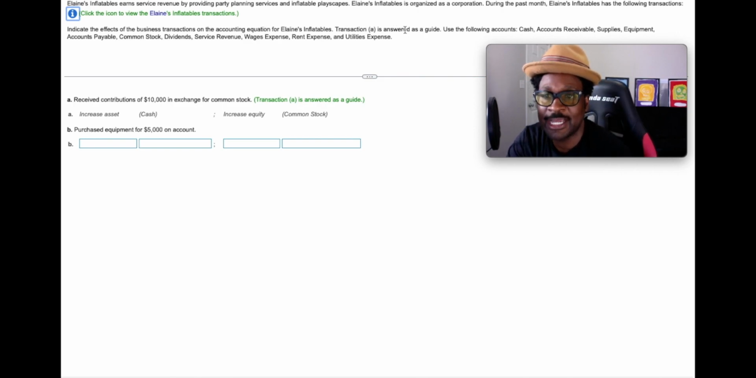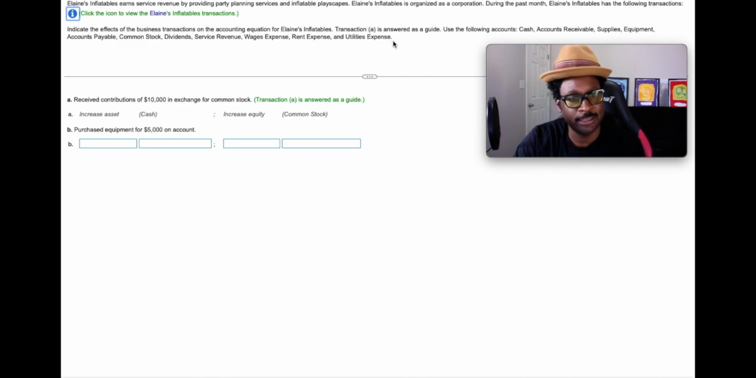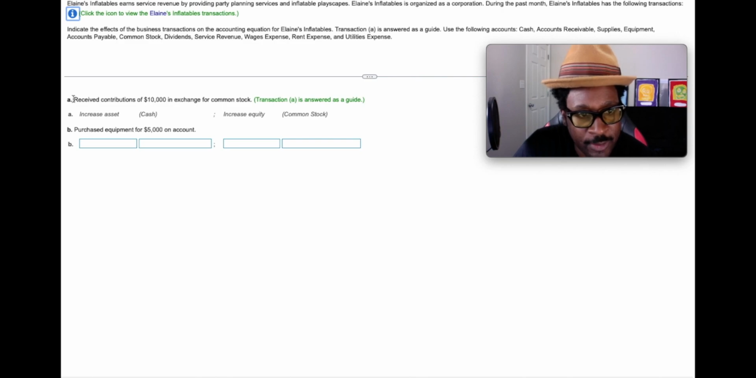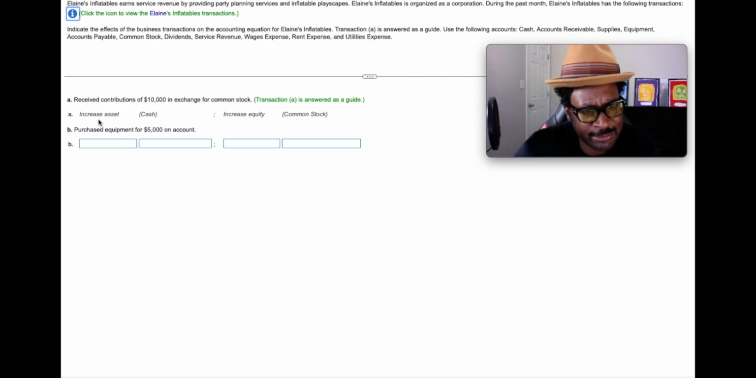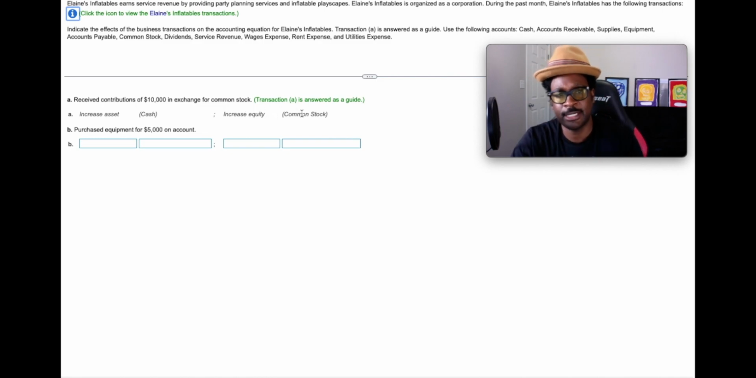Transaction A is a guide. Use the following accounts and so on. All right, so they give us an example to kind of piggyback off. So in A, they received contributions of $10,000 in exchange for common stock. And the correct answer: increase asset, which account? Cash. And increase equity under which account? Common stock.